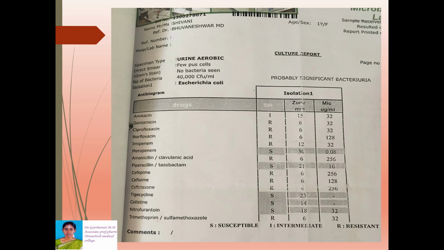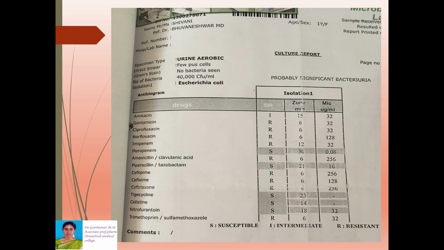The aminoglycosides, amikacin and gentamicin. The fluoroquinolone group, ciprofloxacin. The beta-lactam groups: imipenem, meropenem, amoxiclav, piperacillin-tazobactam. The cephalosporin group: cefepime, cefixime and ceftriaxone. Tigecycline, which is a tetracycline group, colistin, which is a polypeptide antibiotic, nitrofurantoin, which is a urinary antiseptic, and Septron, the sulfonamide group.